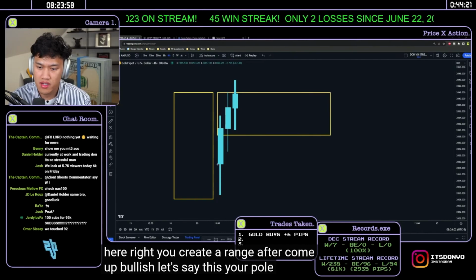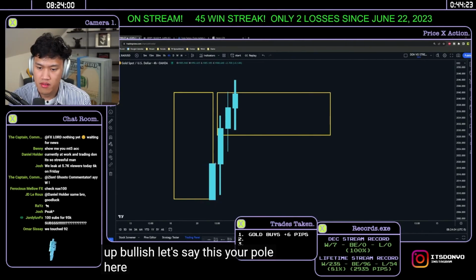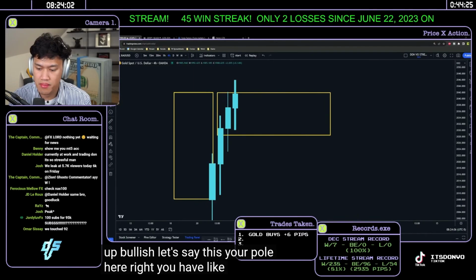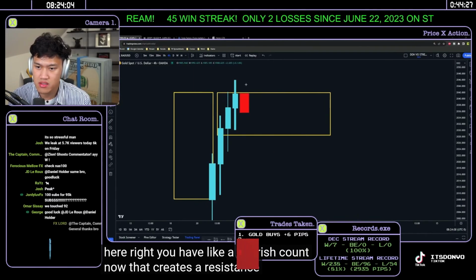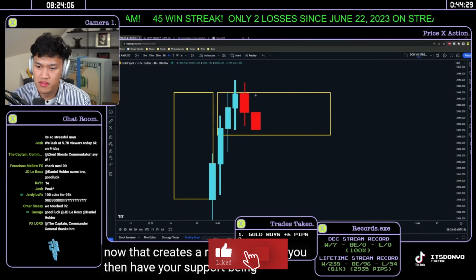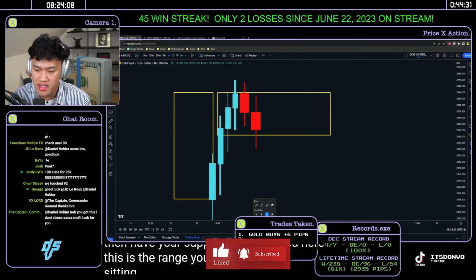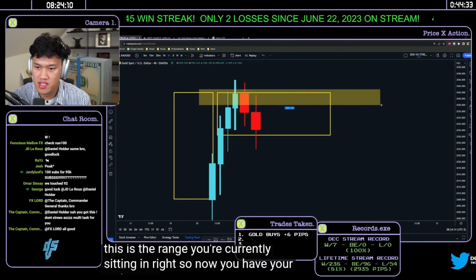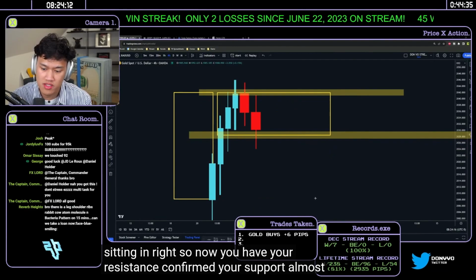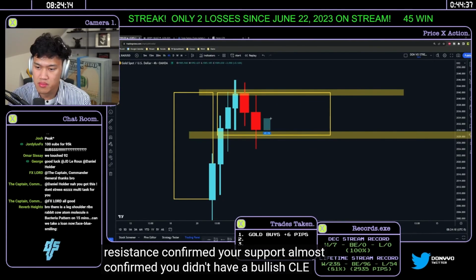Let's say this is your pole here, right? You have like a bearish candle now that creates a resistance. Cool. You then have your support being formed here. This is the range you're currently sitting in, right? So now you have your resistance confirmed, your support almost confirmed. You then have a bullish candle support, right?